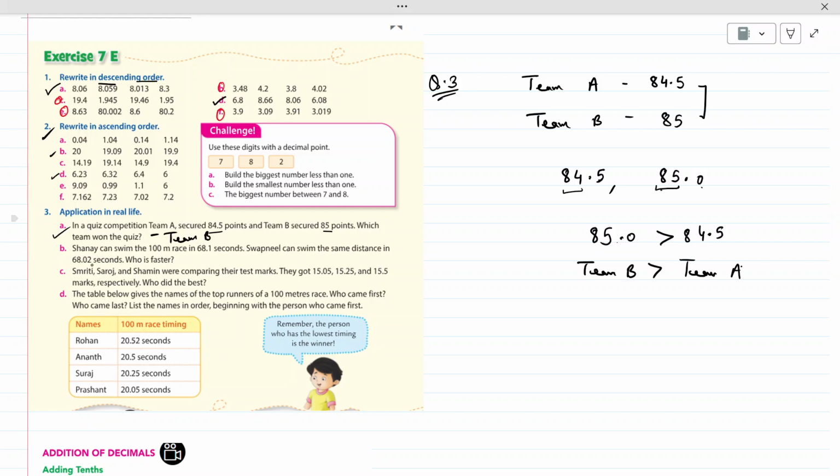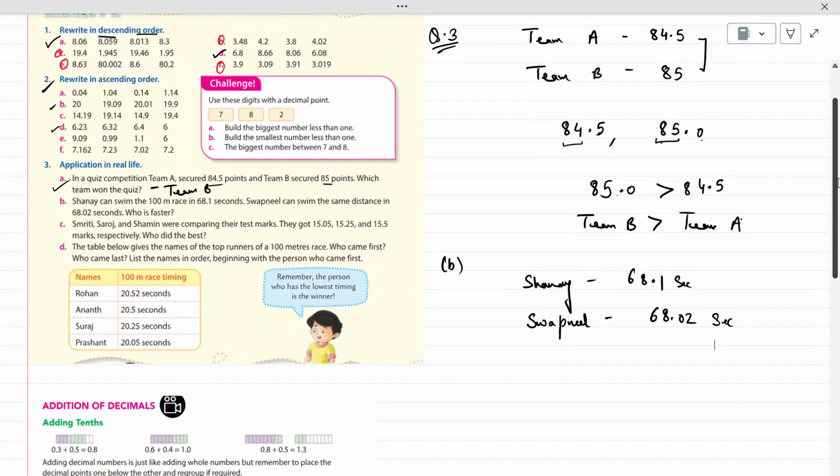Next, Shania can swim the 100-meter race in 68.1 seconds. Swapnil can swim the same distance in 68.02 seconds. Who is faster? So kids, in another question also, we have given the times in seconds: for Shania 68.1 and for Swapnil 68.02 seconds. Okay, and now we have to find out who is faster.